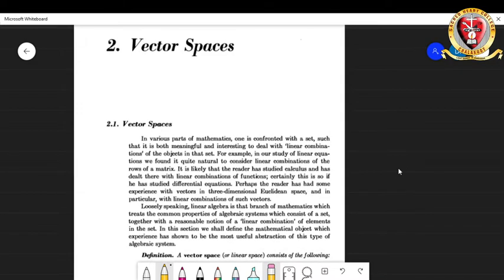So, vector spaces are closely associated with linear combinations of rows of a matrix. Matrix you are all familiar with, and you now have a good knowledge that what you are going to deal with in this subject is closely associated with matrices, and obviously they will be related to matrices in some way.